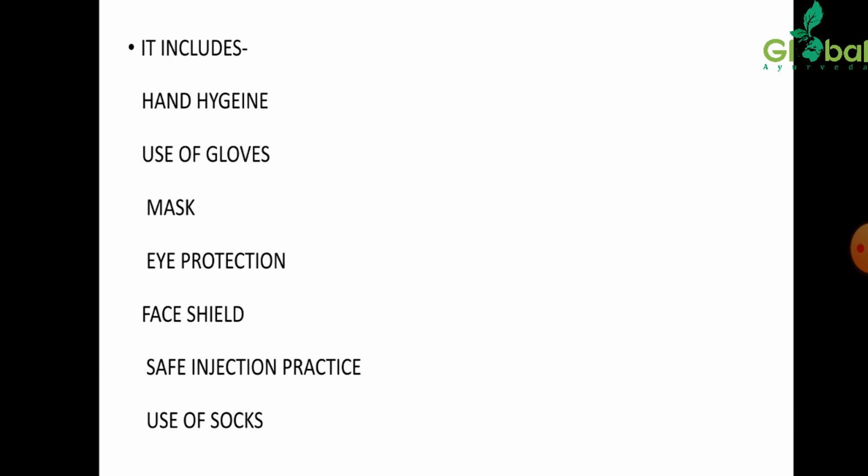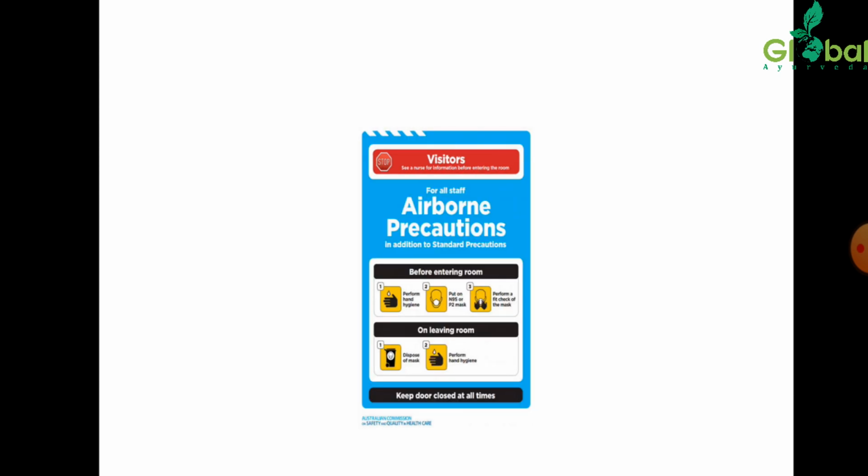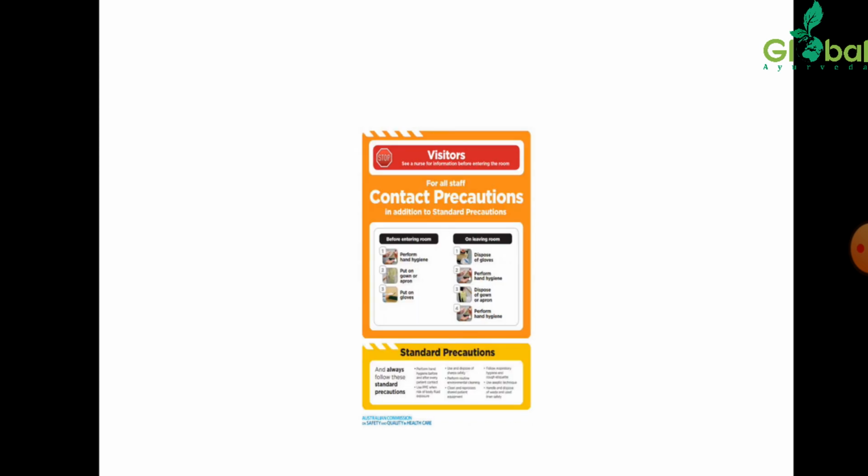This picture is showing the droplet precautions for all staff and visitors, and the airborne precautions. Before entering the room, perform hand hygiene, wear an N95 mask, check the mask, and after leaving the room dispose of the mask and also perform hand hygiene. Keep the door closed at all times. For all staff, contact precautions are these: before entering the room, the same hand hygiene, gown, gloves, and after leaving the room, disposal of gloves, gown and apron, and then again hand hygiene.